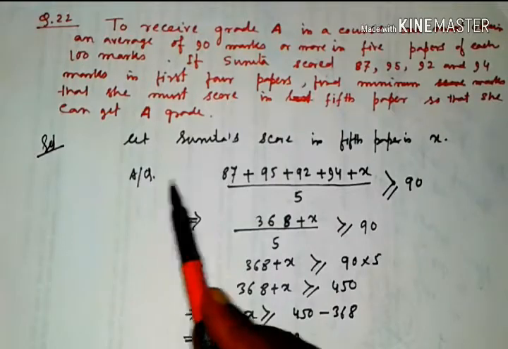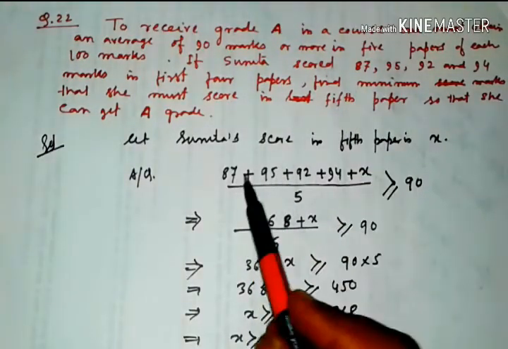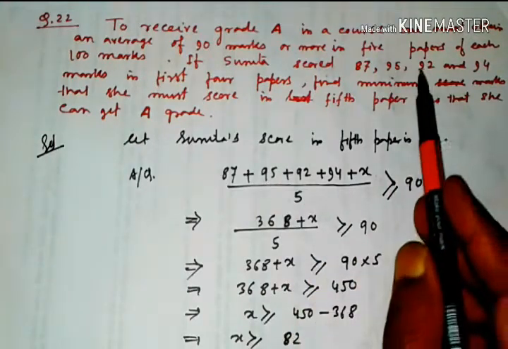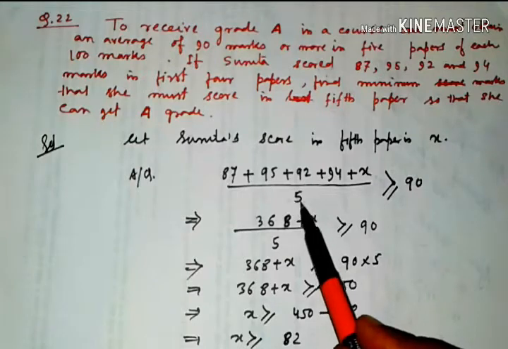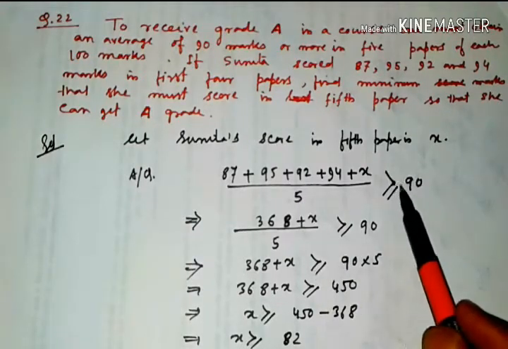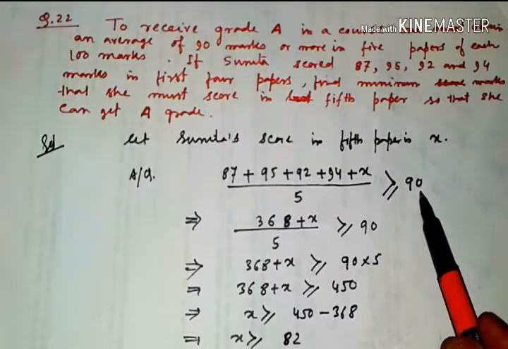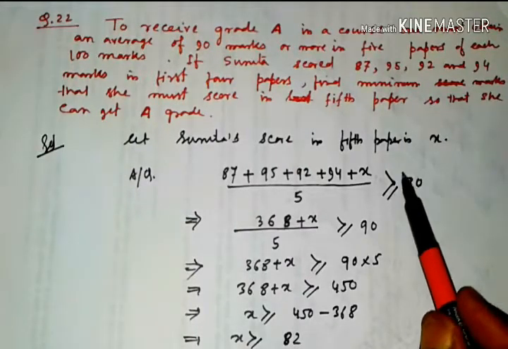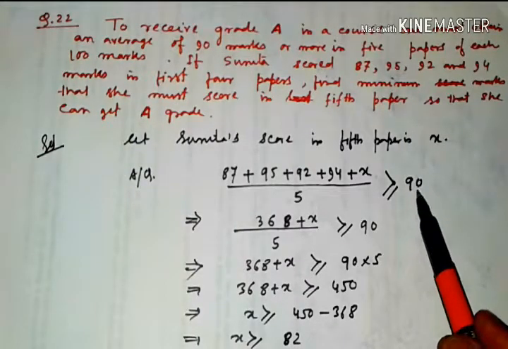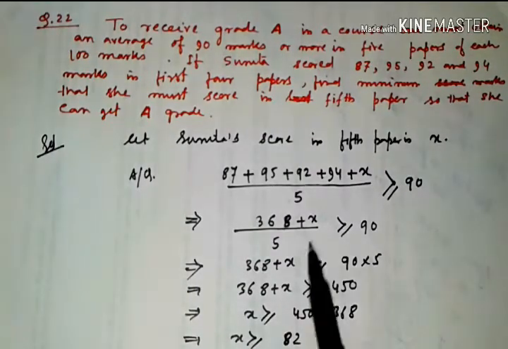Now, according to the question, the average of first paper 87, second 95, third 92, fourth 94, fifth X, divided by 5, is greater than or equal to 90, because she has to score 90 to get A grade. The average score must be equal to 90 or greater than 90. So it is greater than or equal to 90.